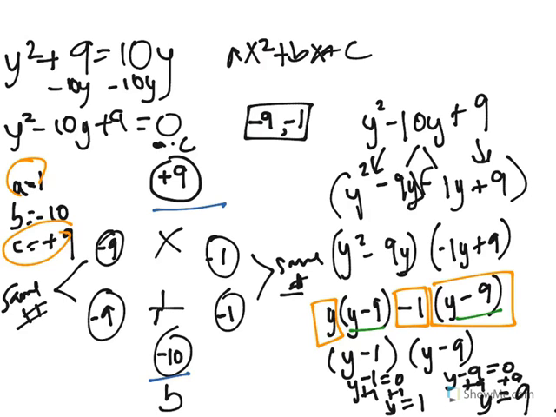So these are the two values that when plugged into the quadratic equation y squared minus 10y plus 9 gives us 0. All right, that's it for today.